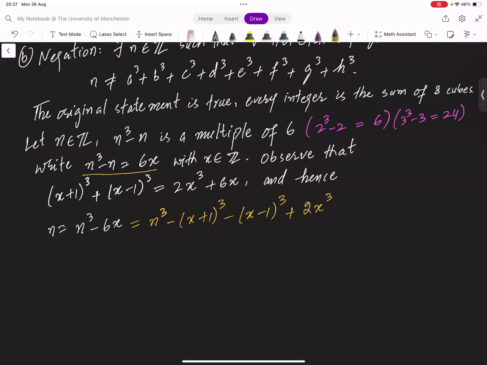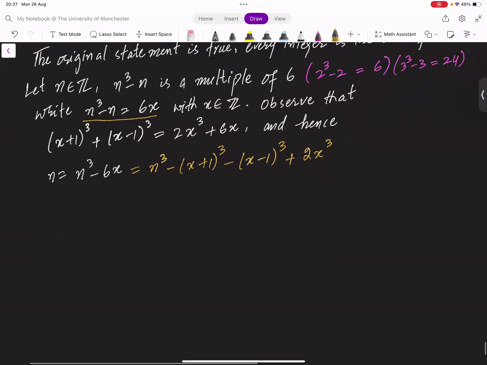So this is true. And then we can write that thus n is in fact the sum of 5 cubes. In fact, the sum of 5 cubes.